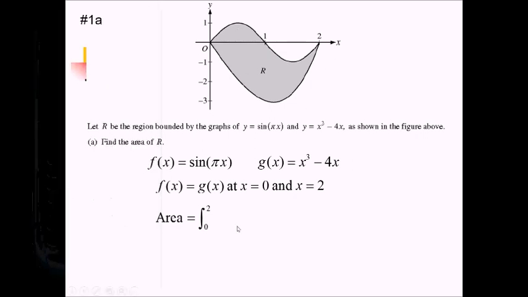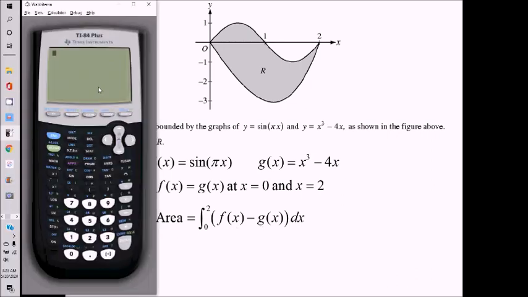So when I write my integral, if I don't want to use absolute value, I'm going to write f of x minus g of x dx. Now I can just plug this in the calculator. I'm going to go to math 9 for an integral, going from 0 to 2. For f of x minus g of x, I'm going to do alpha trace y1, because that's where I stored f of x, minus alpha trace y2, because that's where I stored g of x. Put an x next to the d, press enter, and that comes out to, wow, exactly 4.